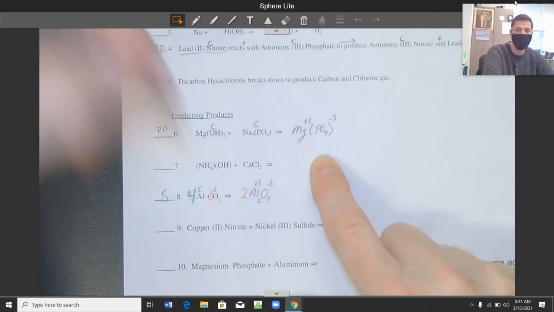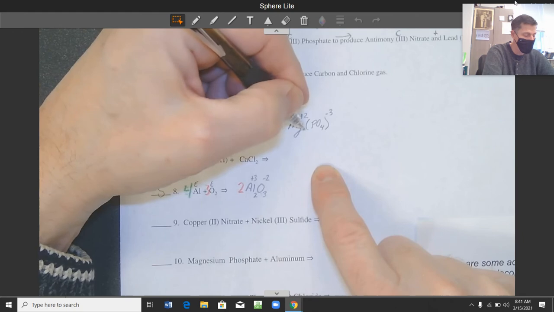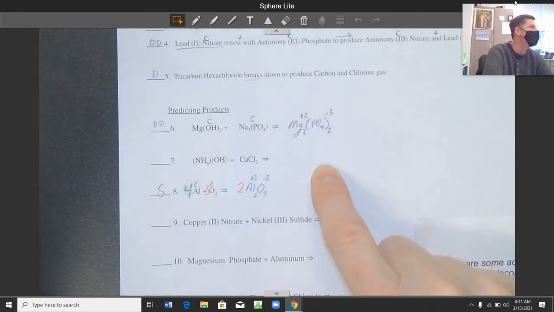On our periodic table, we look at the bottom. It says it's a +3 or -3. We cross them down. Well, what's the very next thing we do after the cross down?